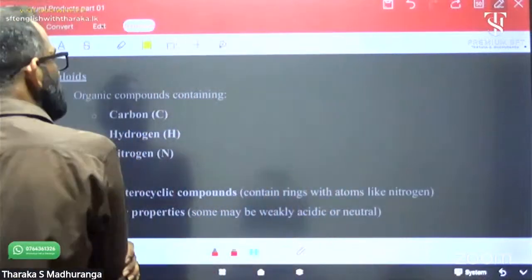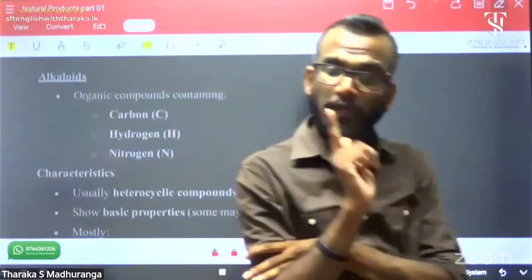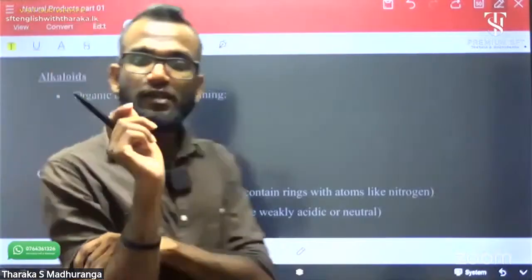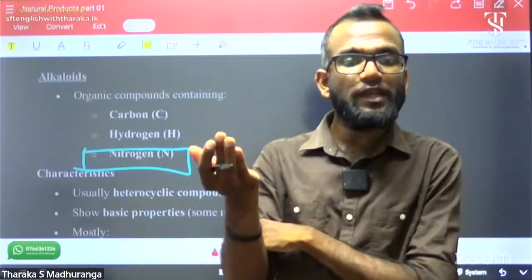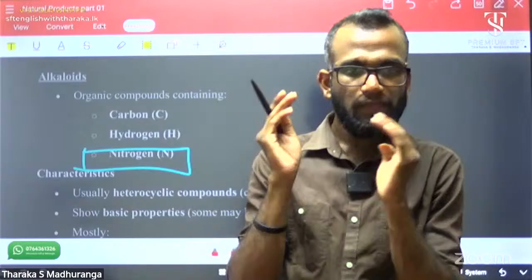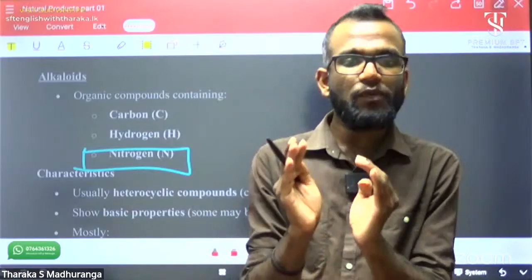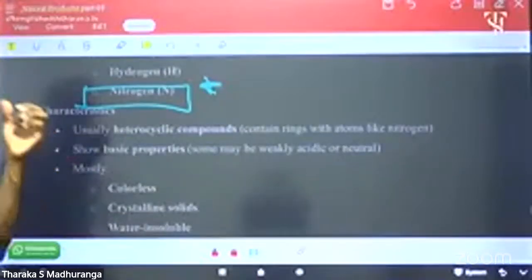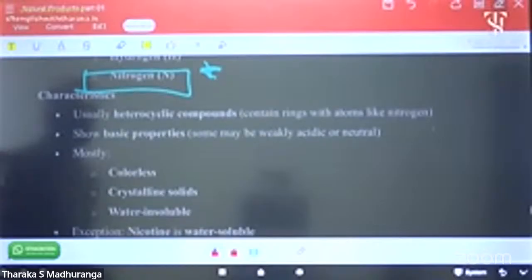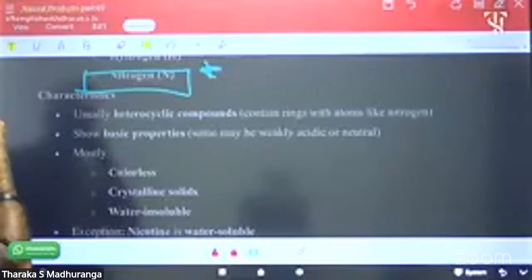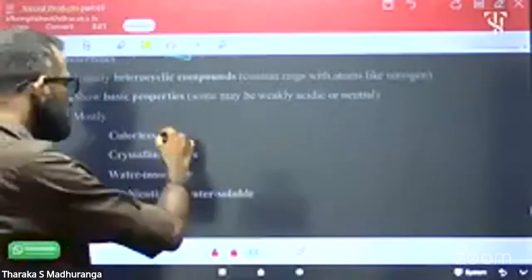Alkaloid: the main characteristic is that they contain nitrogen. There was an exam question: which secondary metabolite type contains nitrogen? The answer is alkaloid, right? Alkaloid is the only metabolite that compulsorily contains nitrogen, with carbon and hydrogen. Usually these compounds are colorless. They are very important.